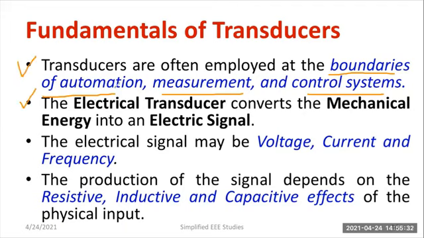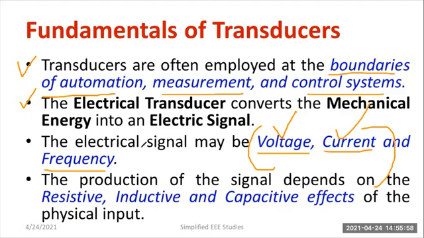Usually in the case of an electrical transducer, mechanical energy will be converted into an electrical signal. That is happening in the case of the transducer. The electrical signal may be in the form of voltage, current, or sometimes frequency. Usually voltage and current will be the electrical signal. That means the output of the transducer is normally voltage and current.